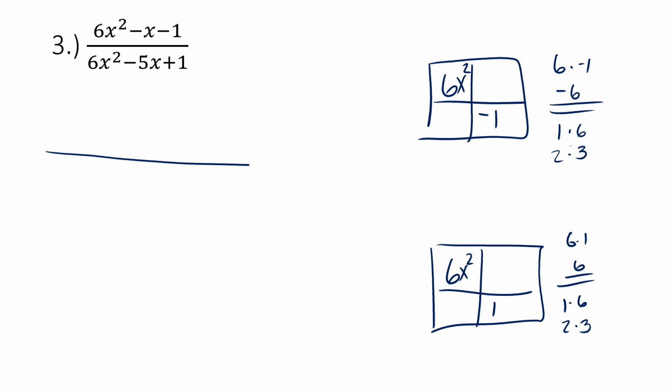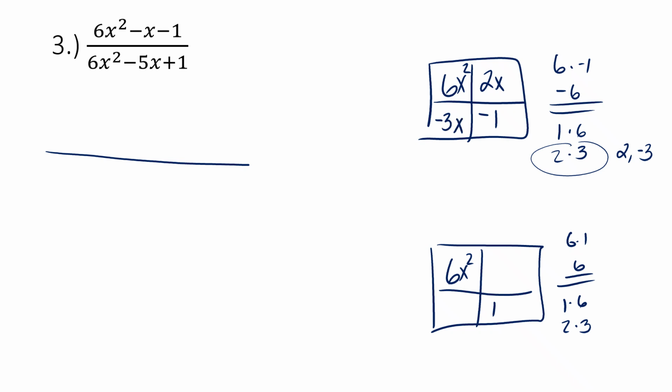To get this to add up to a negative 1, I can use a positive 2 and a negative 3, and just double checking, 2 times negative 3 is indeed negative 6. So we are going to have 2x and negative 3x.